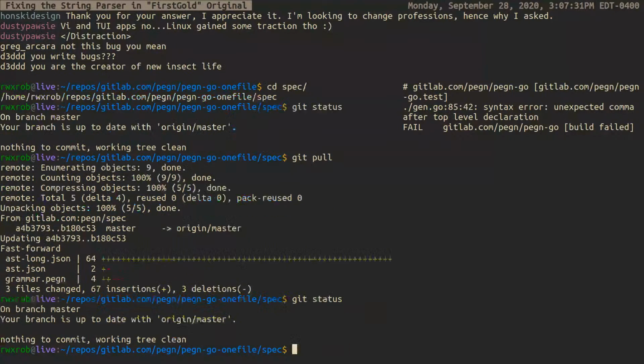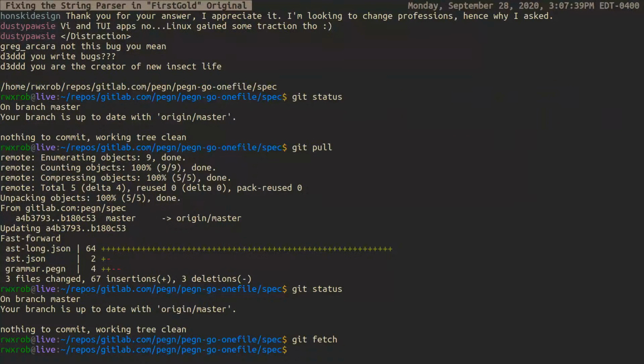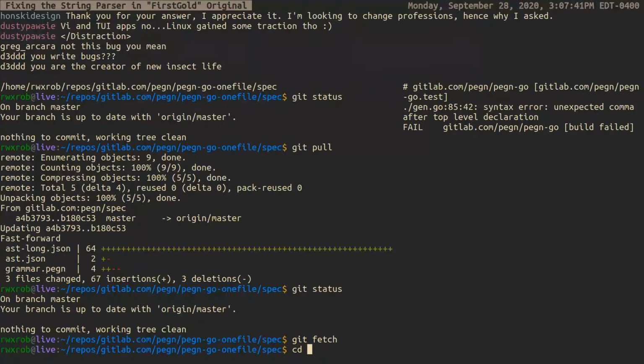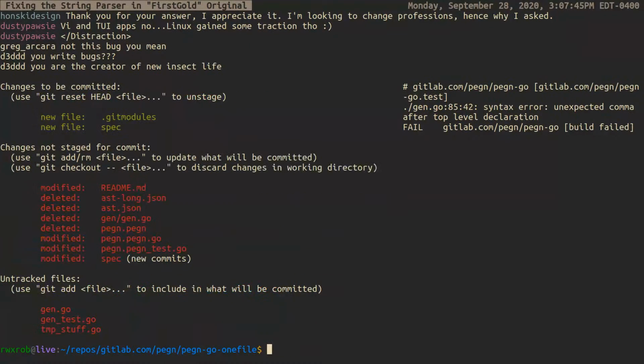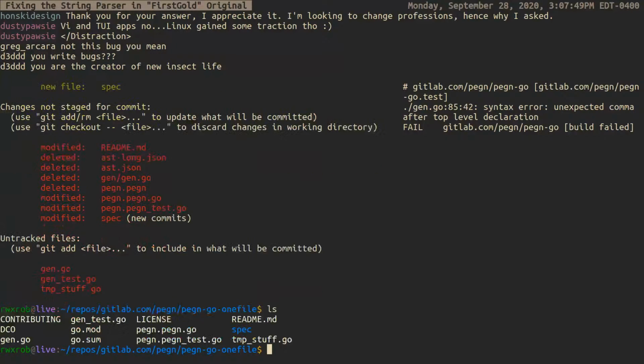Git status. I could have done git fetch. There apparently is a git fetch. What's the difference between git fetch and git pull? I know not what the difference is. Please tell me I didn't blow it. Okay, good. And since that's all new, I think we're good. Unexpected comma. That's a normal error.